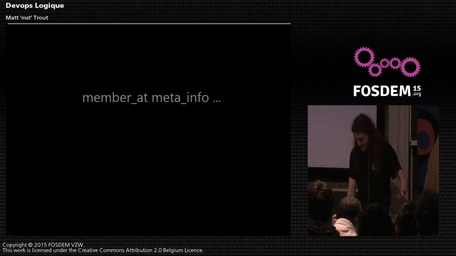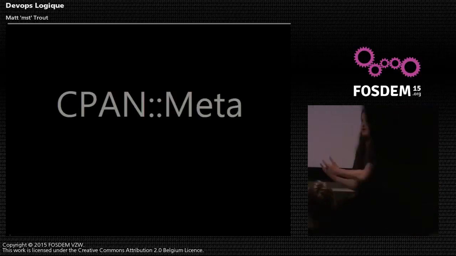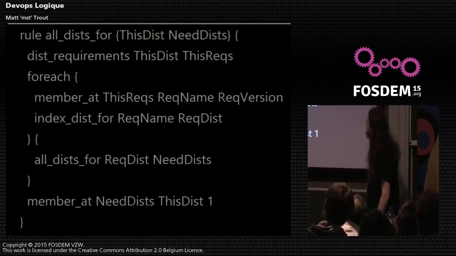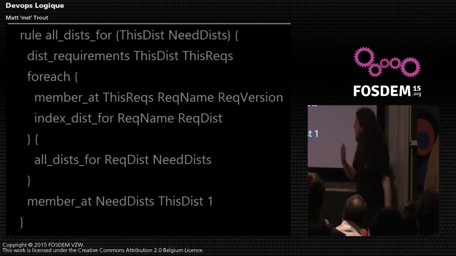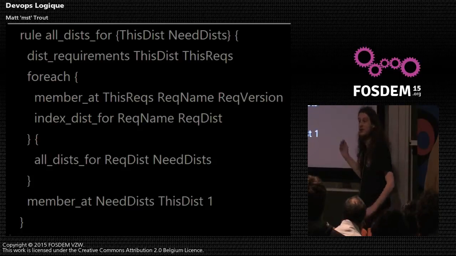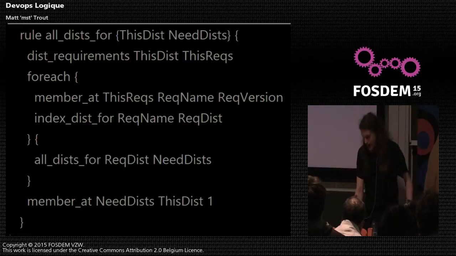And then you can do the same thing for meta info. So you end up with an observer that uses CPAN meta to pull the data in. And then you can start doing interesting things. So this is basically an expression of dependency resolution. You start off with this dist bound, looks up the requirements, goes through, and then recurses into itself, and you end up at the end with need dists being a hash that basically contains all of the things you're going to need to install to get your dependency solved. Okay?